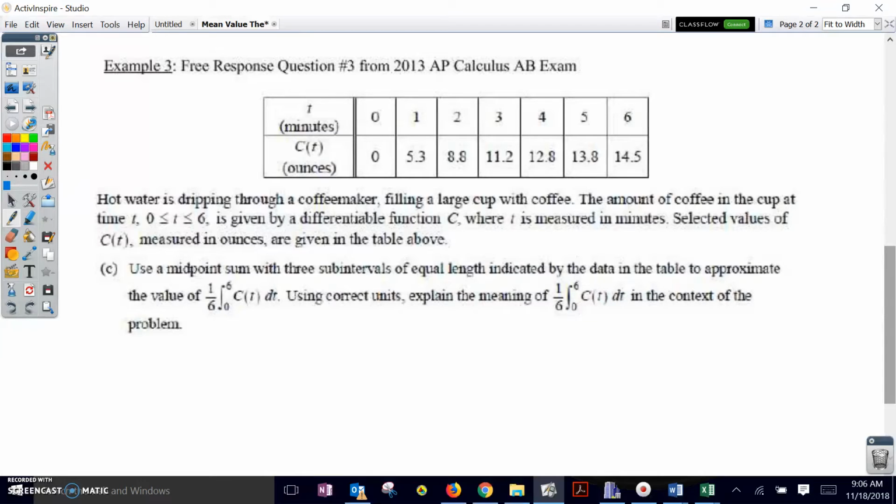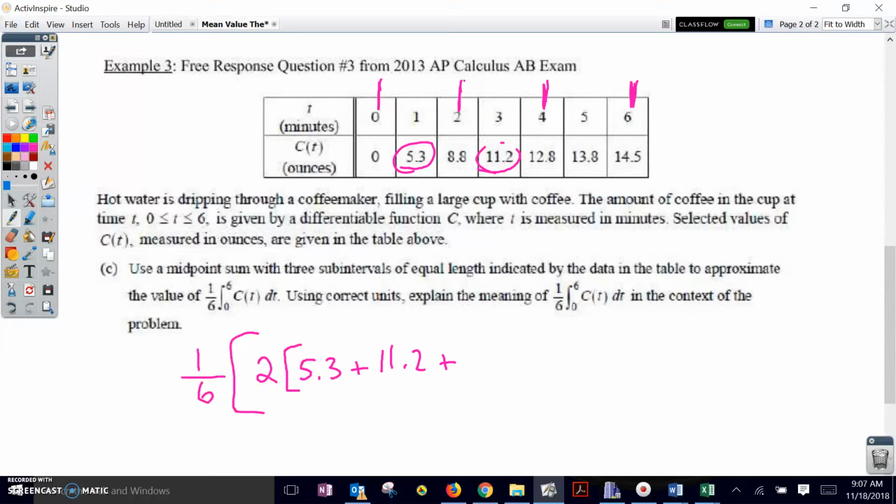So we're going to use a midpoint sum to approximate the value of 1/6 times the integral. So I've got this 1/6 out in front times my midpoint sum. We're doing 3 subintervals of equal length, so the width of each interval is 2. And I need the value of the function at the midpoints. So for the first rectangle, it's going to be at 5.3. For the second rectangle, at 11.2. For the third rectangle, at 13.8.